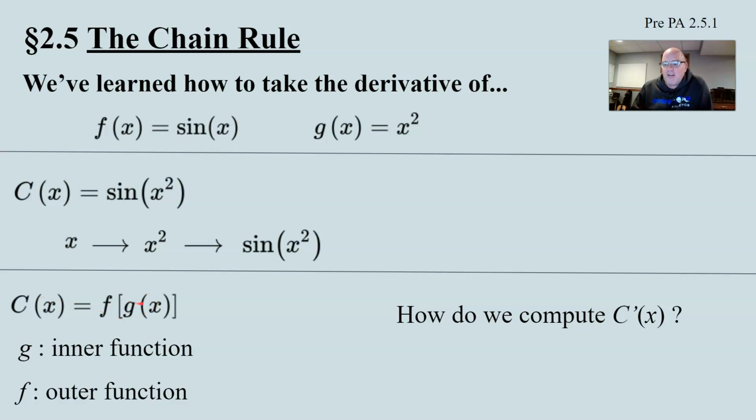Let's just go back to this inner and outer function for a second. In this example, sine of x squared, we know that the inner function, g of x, is going to be x squared, and the outer function, f of x, is going to be the sine of x. So this next activity is going to introduce you or get you familiar with the composition of functions f and g. And we call this the chain rule.